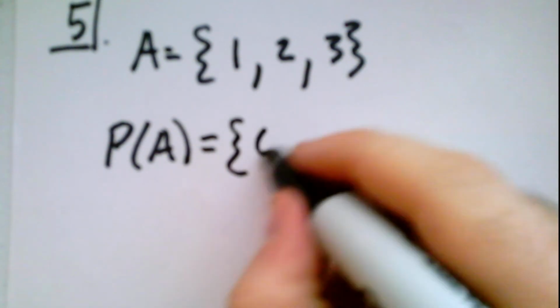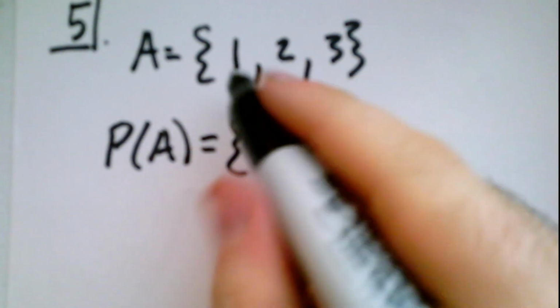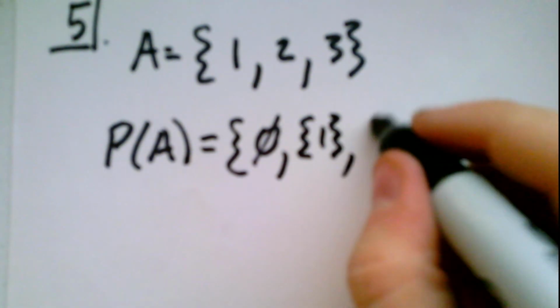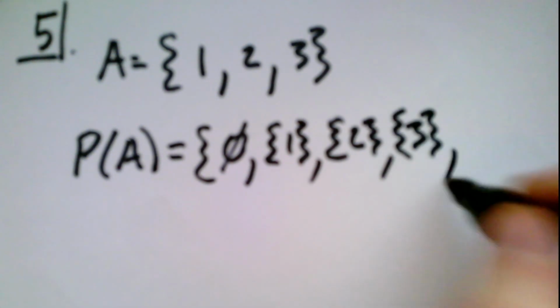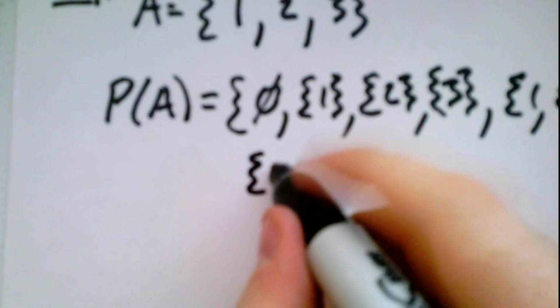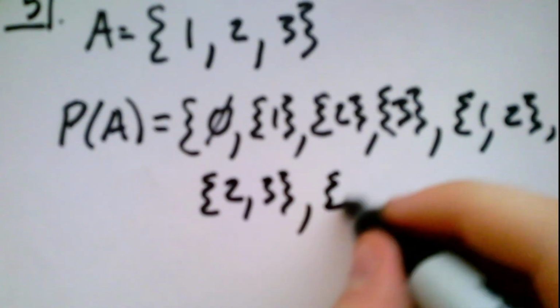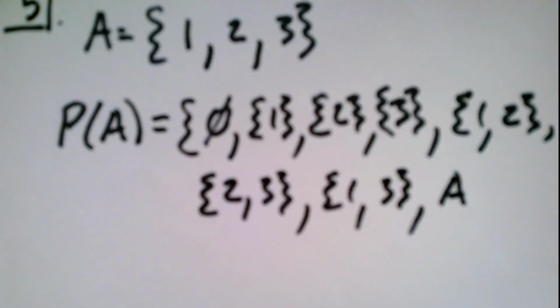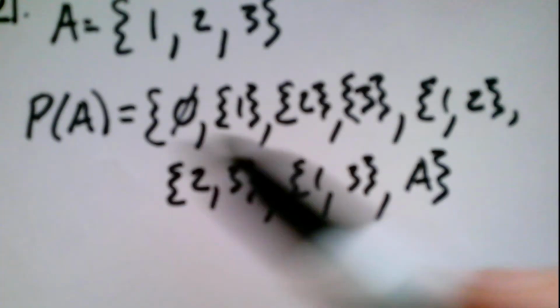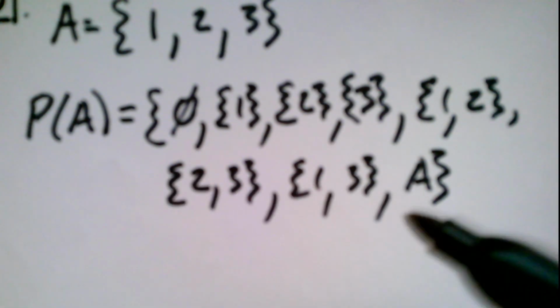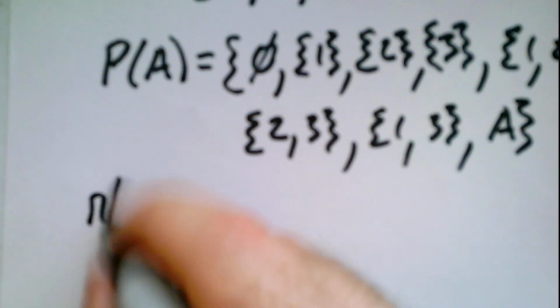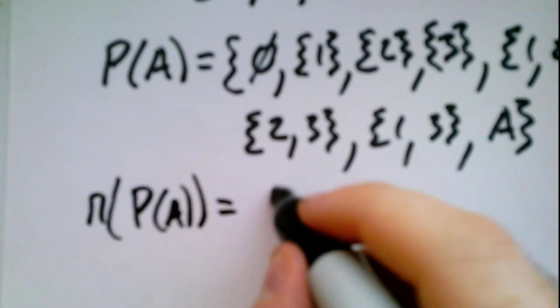So, of course, every set has the empty set in it as a subset. This set has the set containing 1 as a subset, the set containing 2 as a subset, the set containing 3 as a subset, the set containing 1 and 2 as a subset, the set containing 2 and 3 as a subset, the set containing 1 and 3 as a subset, and A. Every set is a subset of itself, so A is a subset of A. And we see, well, how many elements are there in the power set? 1, 2, 3, 4, 5, 6, 7, 8. So the number of elements in the power set of A is equal to 8.